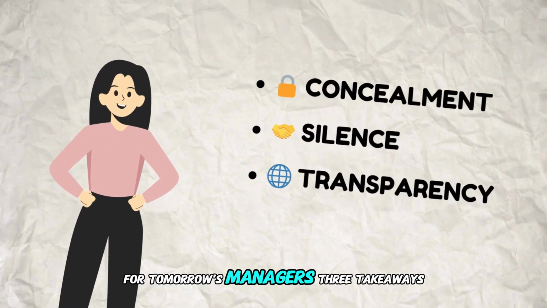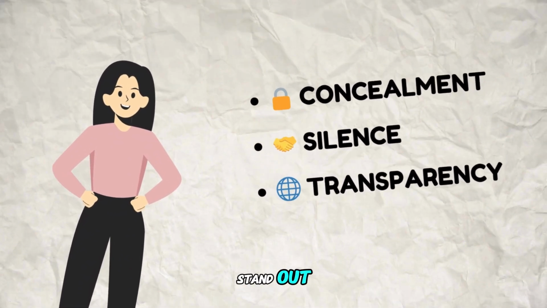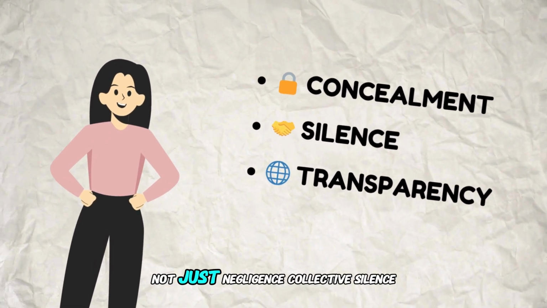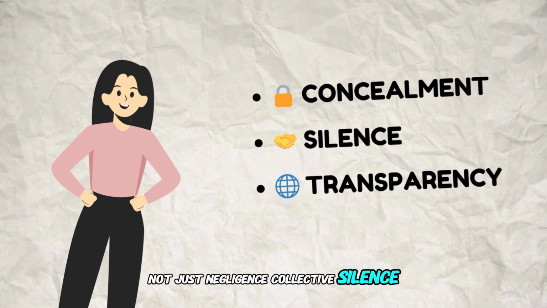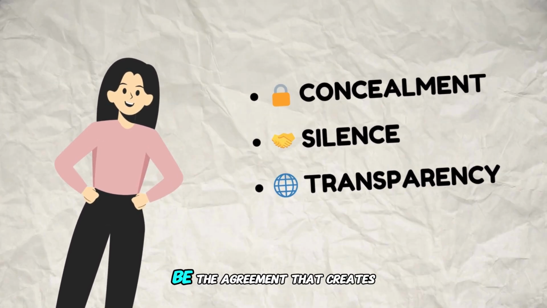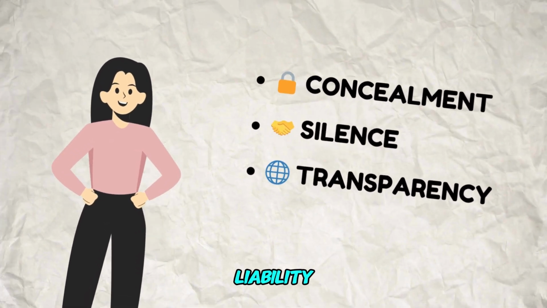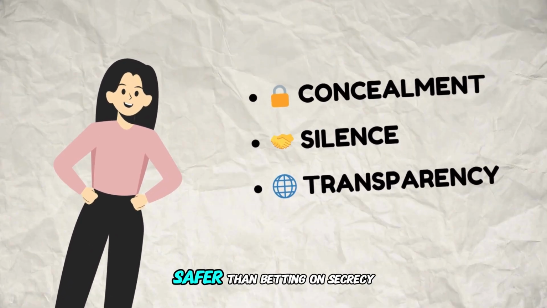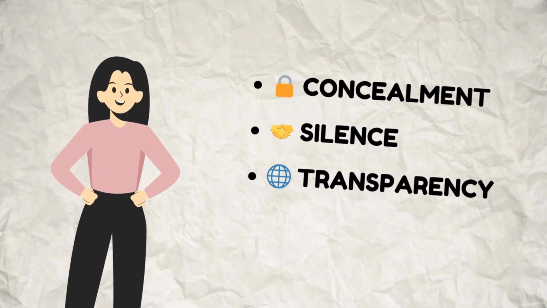For tomorrow's managers, 3 takeaways stand out. Concealing known hazards may ground a conspiracy claim, not just negligence. Collective silence among competitors can itself be the agreement that creates liability. A culture of transparent risk disclosure is cheaper and safer than betting on secrecy.